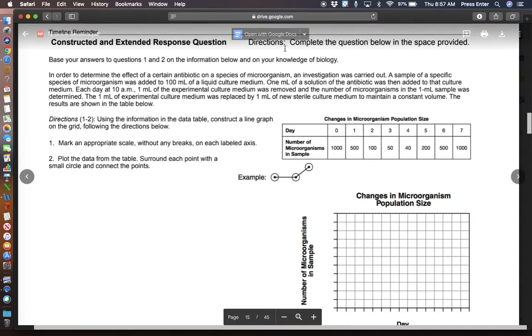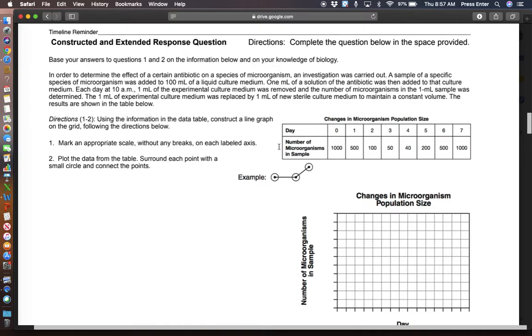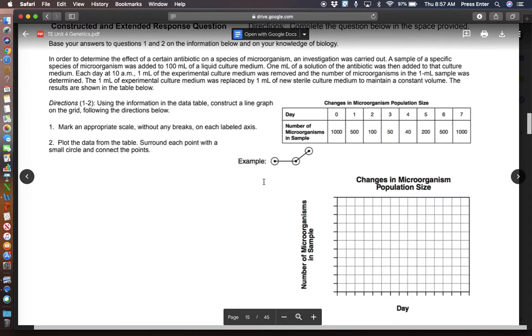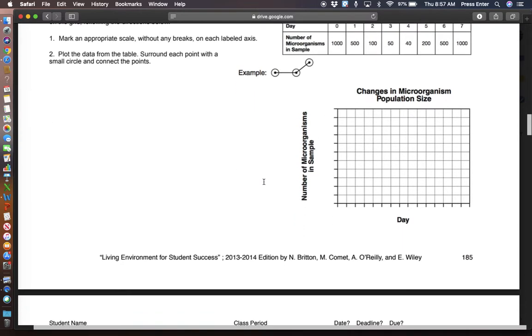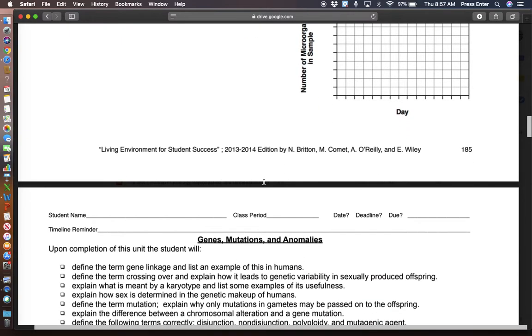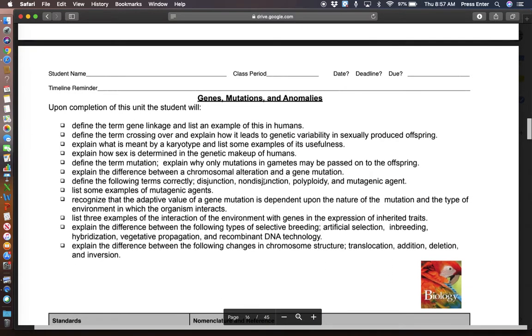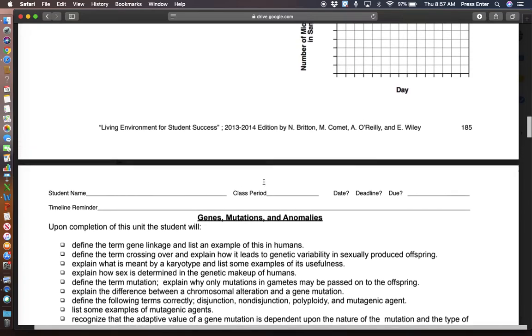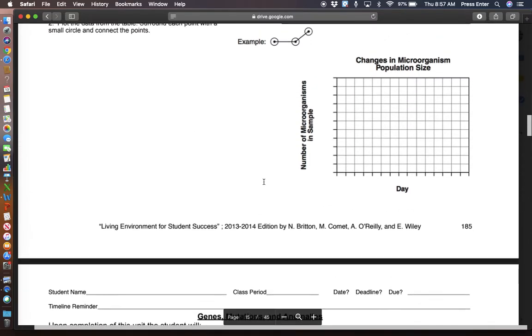This here is just a Regents question. I know it has nothing to do with what we're talking about, but it's just a little bit of constructed and extended response review. Next, we're going to get into genes and mutation and anomalies. I'll put that video up in probably the next 48 hours or so.